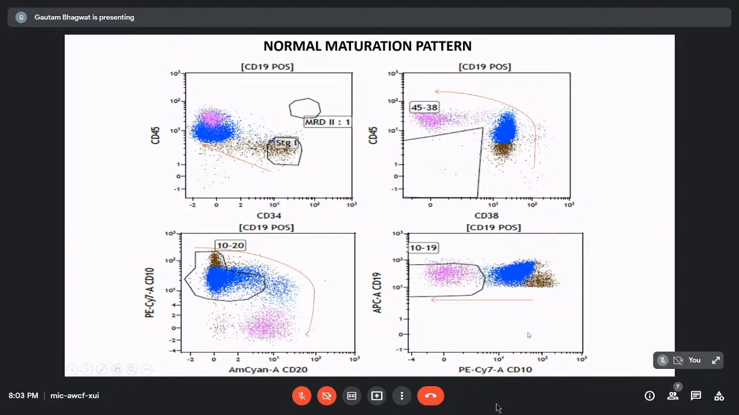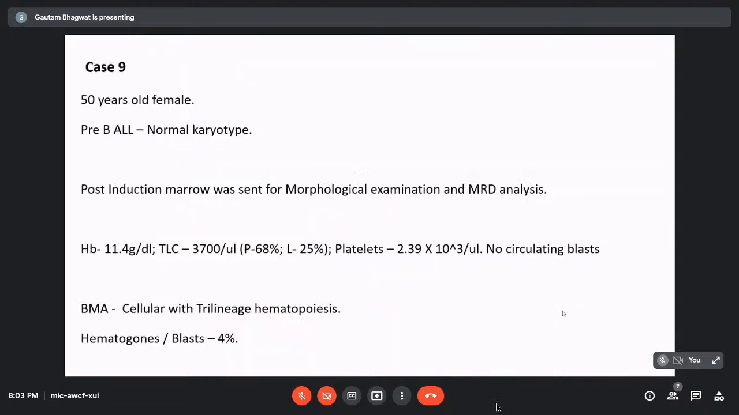This is the maturation pattern. And with CD10 and CD19, you get this type of maturation pattern. So knowing this maturation pattern becomes important. I'll run through two cases.